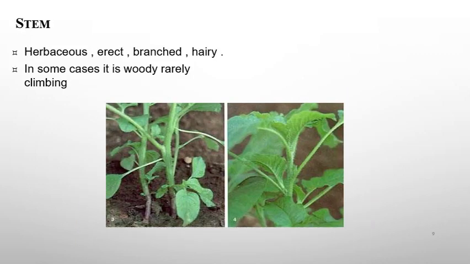As far as the stem is concerned, it is green in color, erect, branched, hairy, or sometimes spiny present instead of hair-like structures, cylindrical, and herbaceous. In some cases, it is woody, rarely climbing.